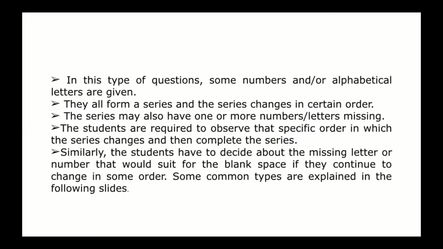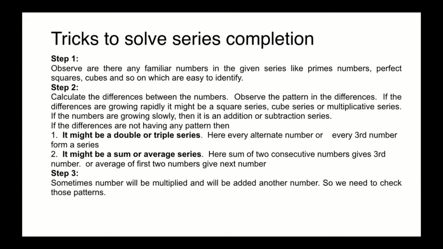So first of all, we'll start with the basics: tricks to solve these types of series completion questions. The first step involves observing whether there are any familiar numbers in the given series. We are talking about number series first, so the tricks I'm going to discuss right now are related to number series. Observe if there are any familiar numbers, like prime numbers. You are very familiar with prime numbers, right? If you see 2, 3, 5, 7 somewhere, you realize that they are prime numbers.